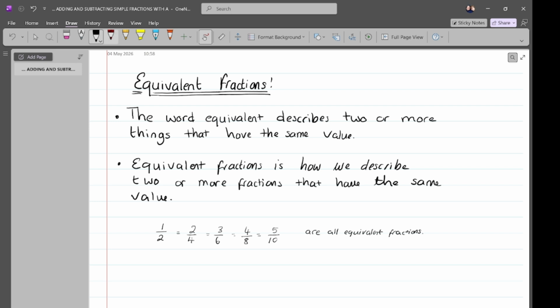Now, as we look at this, we can also see that what we're doing to the top, we're also doing to the bottom. So in this case, 1/2 to 2/4, we have doubled the top, and therefore we need to double the bottom. 1/2 becomes 3/6, because what we do to the top, we do to the bottom. In this case, we're timesing both of them by 3. And 1/2 is the same as 4/8. So we've multiplied the top by 4, we've multiplied the bottom by 4 also.